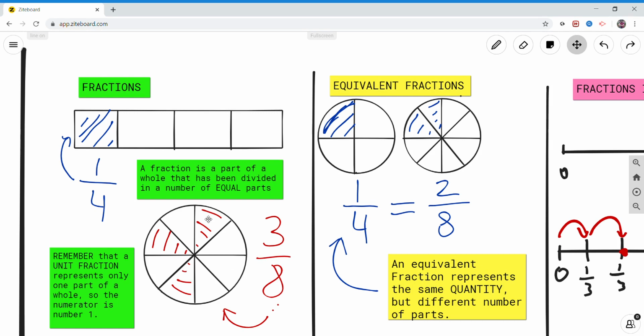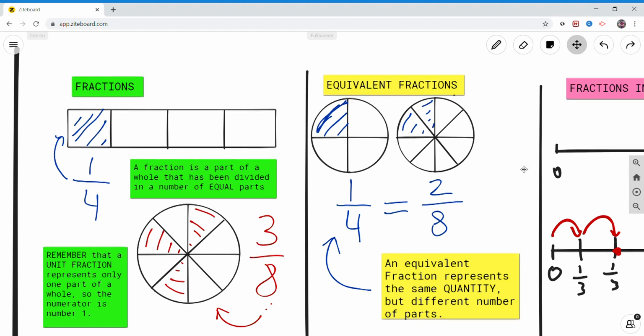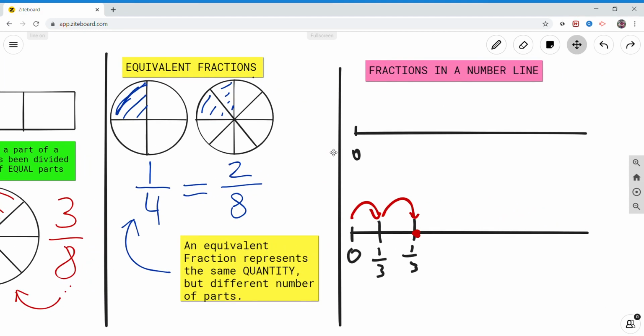So if you look at this other example, we got a whole. This time it could be a pizza if you want it to be. And then it's split in 8 equal parts, which I only have 3 parts shaded, which represents 3/8 of this whole, 3/8 of the pizza. So that's a quite simple concept. Now we're going to move to the concept of equivalent fractions.